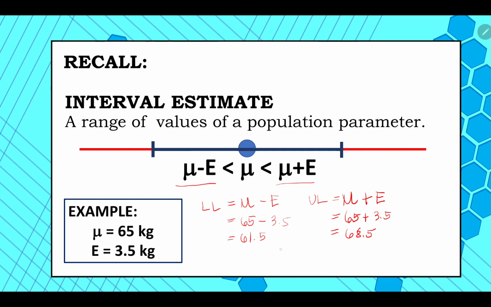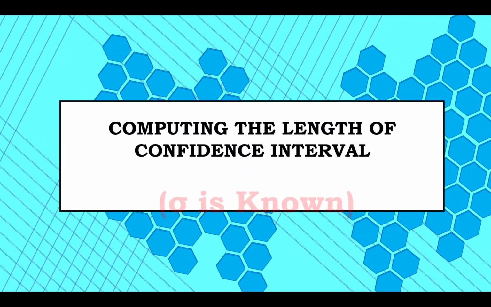To conclude, our interval estimate for the population parameter is from 61.5 kilogram to our upper limit 68.5 kilogram. Yan. So, napaka-importante that you understood the interval estimate for this lesson, because in this lesson, we will focus on computing the margin of error.